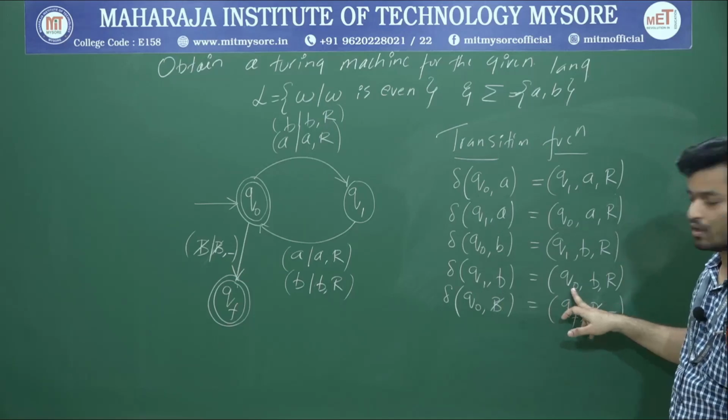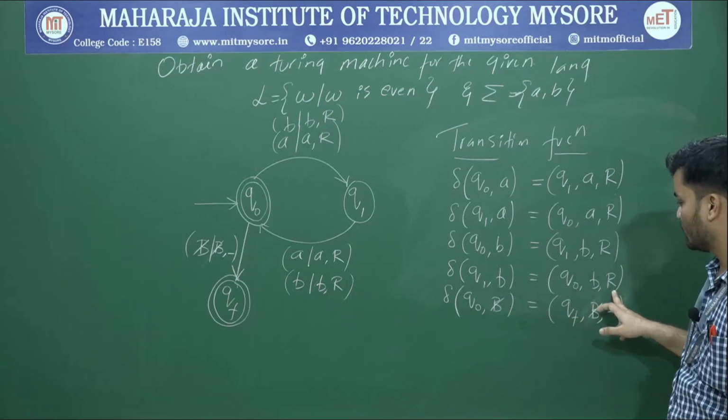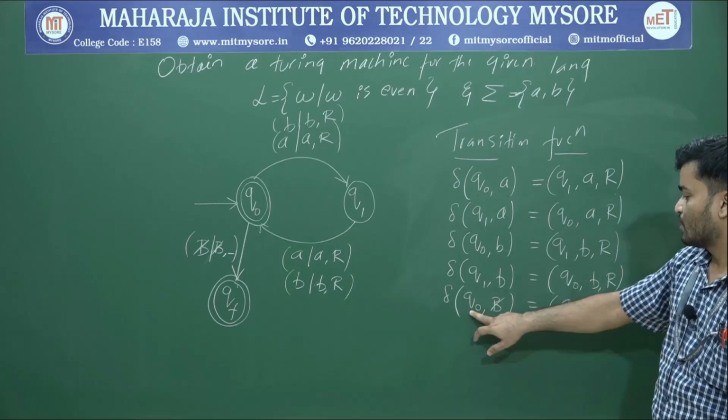So we will take a transition toward q0 and b will be maintained as it is, and we will move right. And finally, q0 upon blank space.